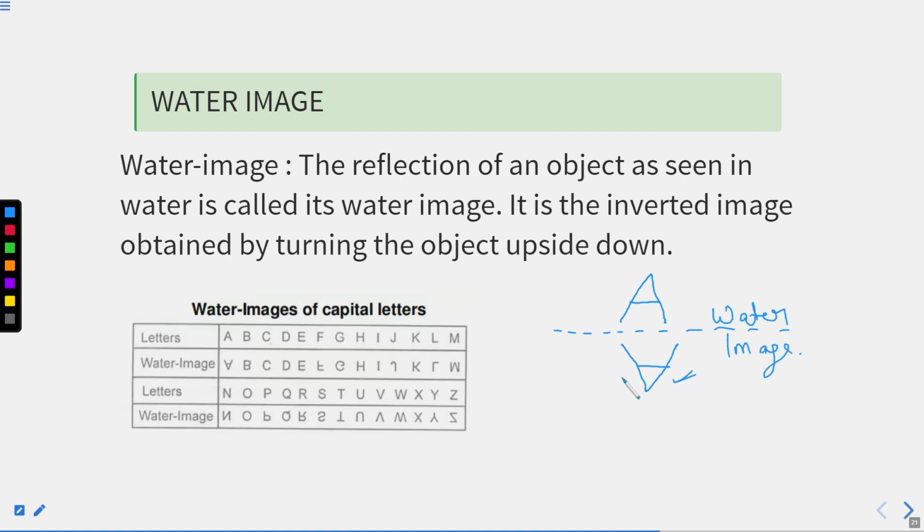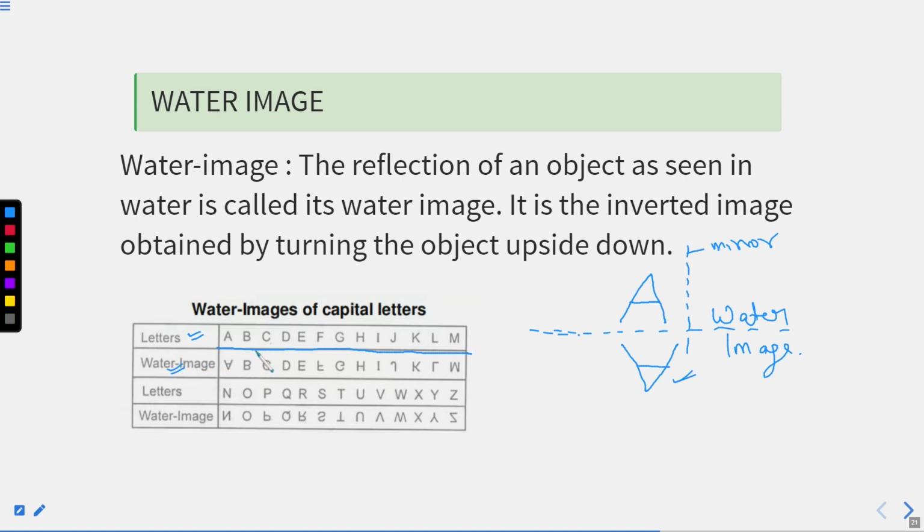There is no difference. In a mirror, we are placing the mirror vertically like this. This is the case of a mirror, right? When it is horizontally placed, this is the case of water, right? Because water is always parallel to the ground. It means it will be horizontal. So for letters now, consider this line as the water surface, right? These are the letters. These are their water images, right?